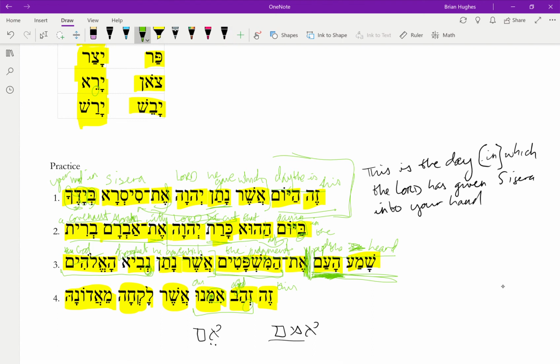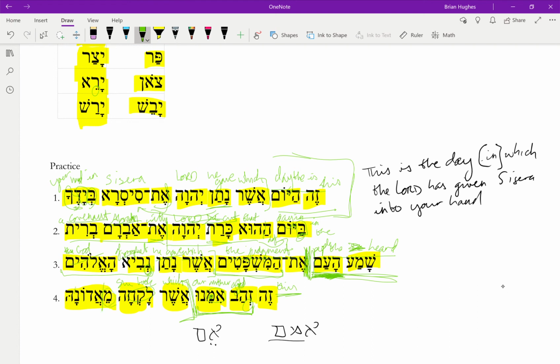So this is our mother. So this would be our mother's gold, right? Gold of our mother. And then we get this predicative use of ze. So this is the gold of our mother. Asher, kind of bracket this off here. Asher lakacha, lakacha. This is our Qal Perfect 3FS from lakach, which means she took. Which she took. Me Adonai.